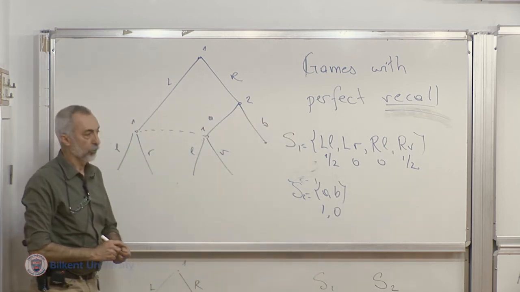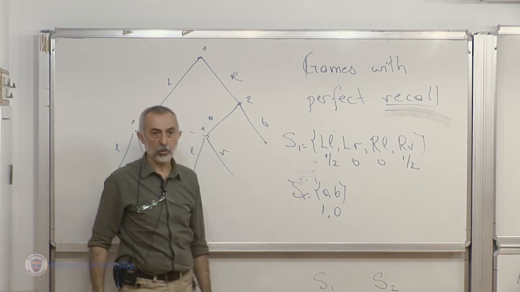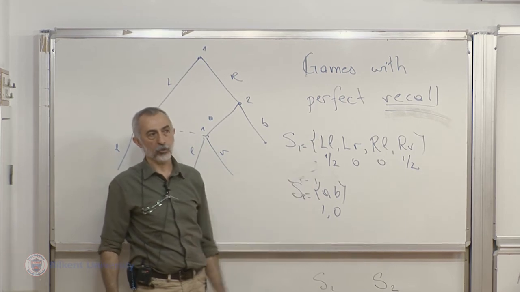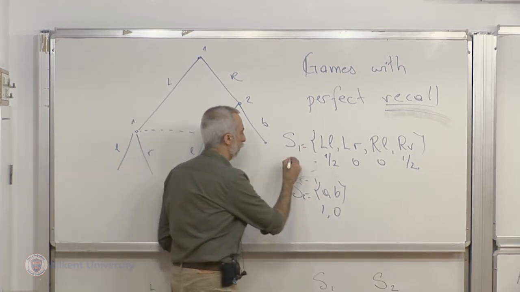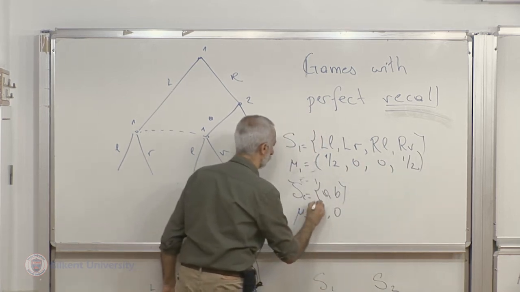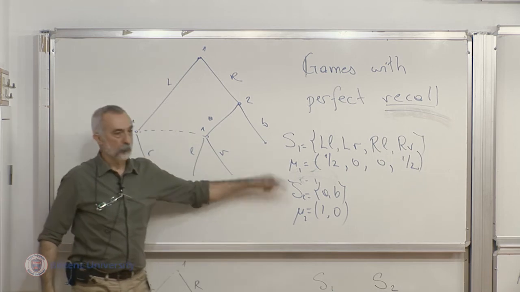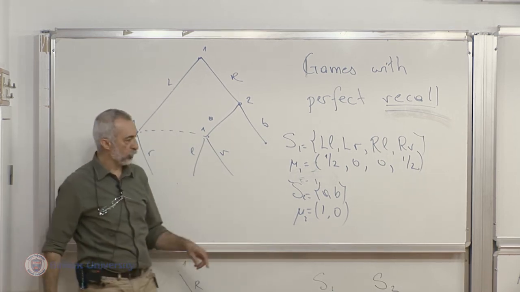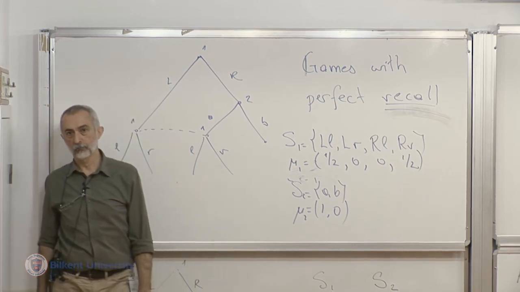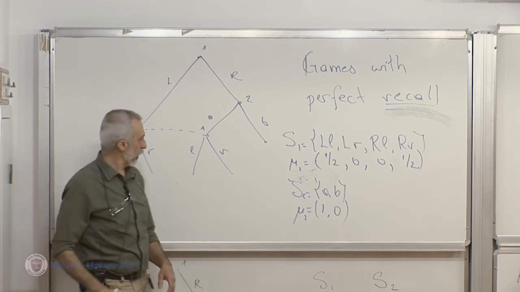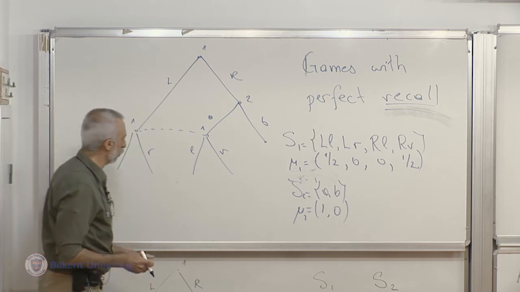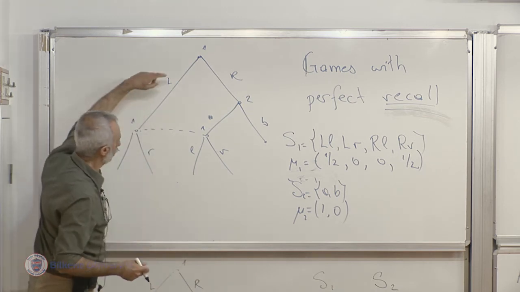Okay? There is no behavioral strategy which is outcome equivalent to this. So that's mu1. That's mu2. There is no behavioral strategy profile which is outcome equivalent to this mixed strategy profile. Okay? And it's easy to show, actually, given that we will not have much more time to do anything new.